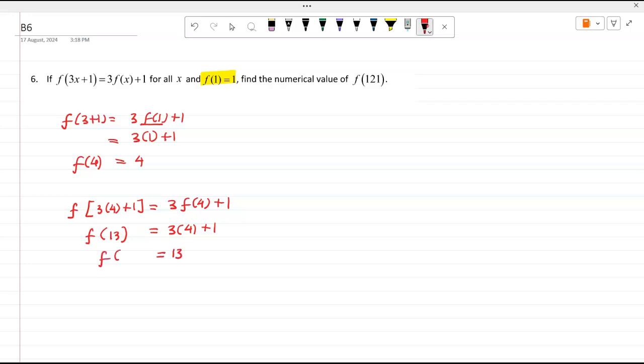So similarly, if you continue, will you get the same answer, f(121)? I think so. So let's see, what will you do now? Now 3 times 13 plus 1, which is 40. That is 3 times f(13) plus 1, and f(13) is 13. 13 3s are 39, plus 1 is 40. And this is also 40. f(40) is 40. Now one more step, I think, and we'll get it.